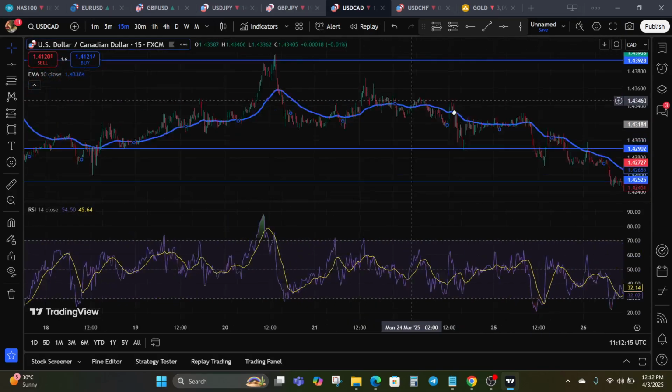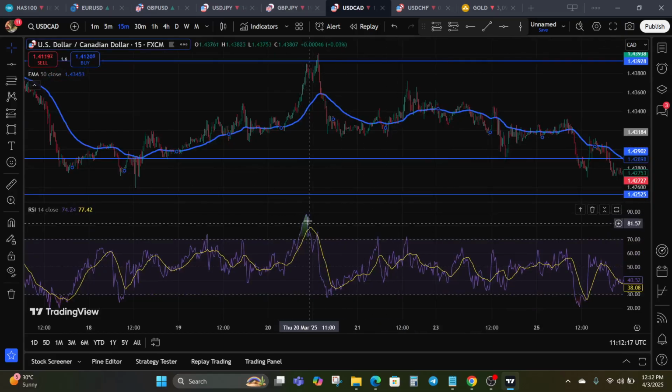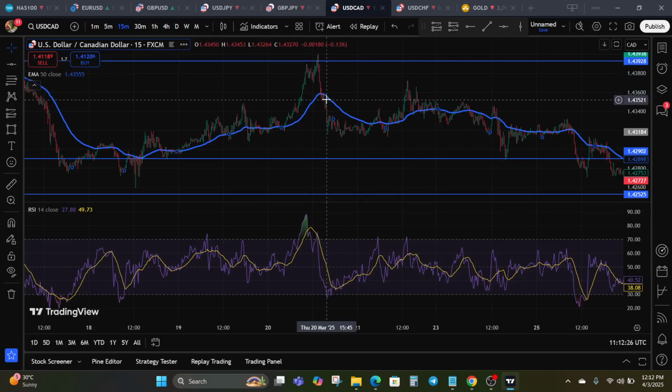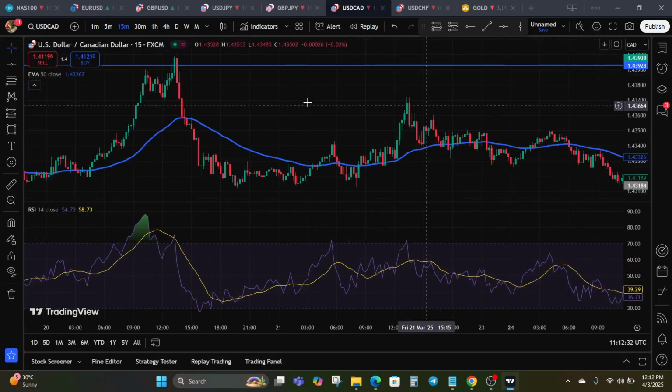So here we can see that the RSI was already above 70 overbought territory and price touched a strong resistance. Then the price must now drop below the 50 EMA. It must be below it or drop below it. Then you wait for a bearish candlestick pattern to form.